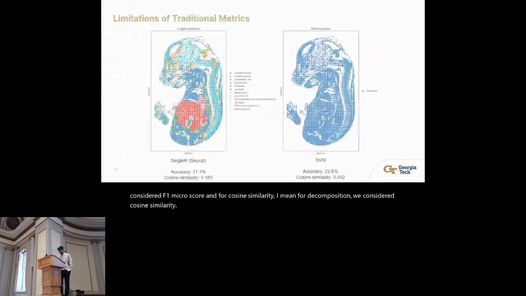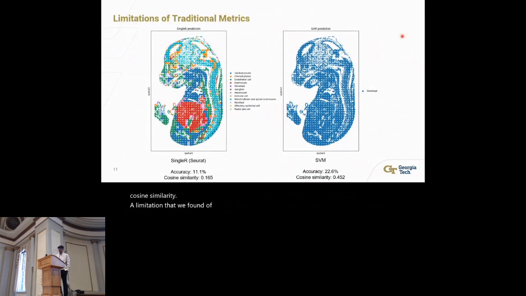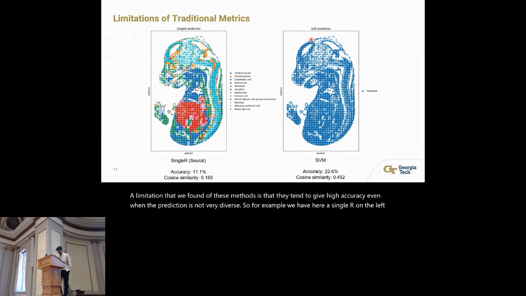A limitation that we found of these metrics is that they tend to give high accuracy even when the prediction is not very diverse. So, for example, we have here SingleR on the left and SVM on the right. And we can see that the SingleR prediction is much more biologically relevant, but it gets a lower accuracy compared to the SVM prediction. So we considered this problem and we tried to fix it.